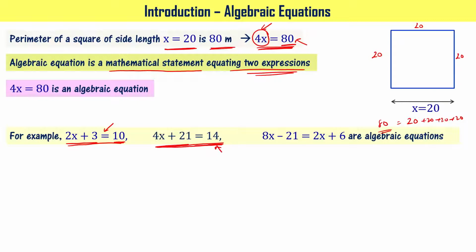Similarly, 8x minus 21 is an algebraic expression that is equated to another algebraic expression, that is 2x plus 6, right? That's why we call this entire thing an algebraic equation. Got it?